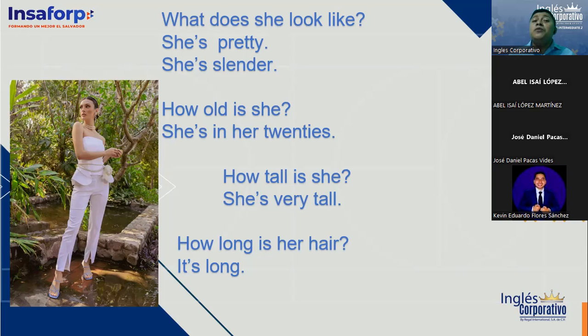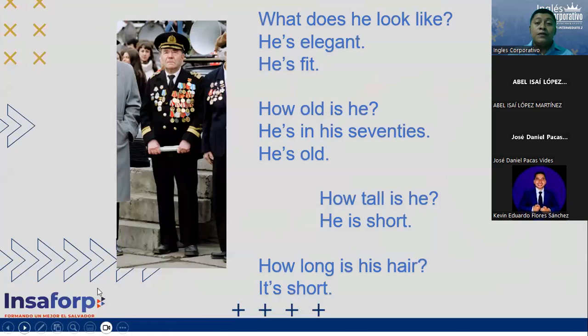Thank you so much. So we are describing this girl, right? We say she's pretty, she's slender, she's in her 20s, she is very tall, and her hair is long. She has long hair. Then let's go with the next example. Okay, what does he look like? And we have here the sentences describing this man.